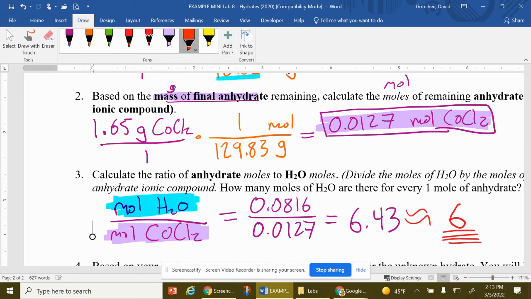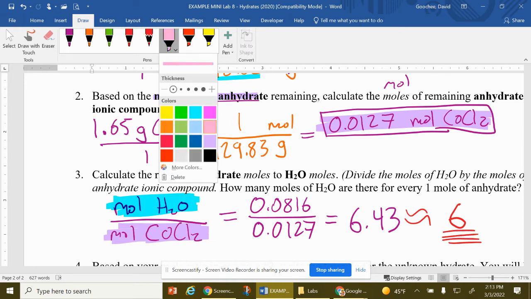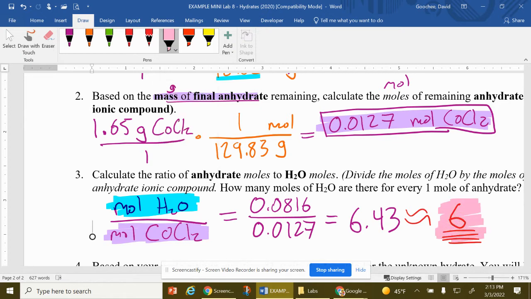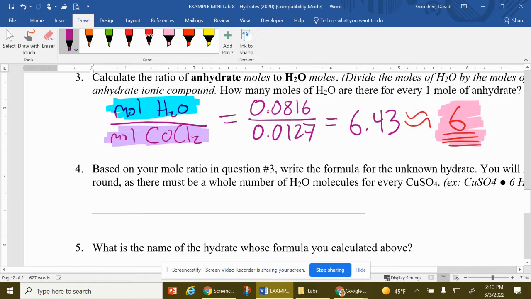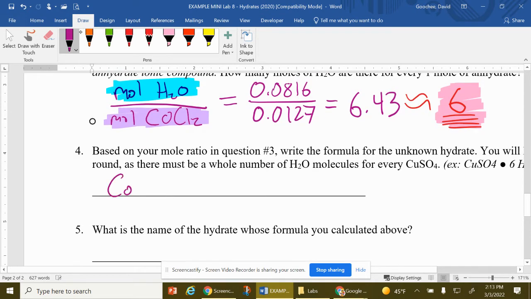Now, what does this 6 represent? Well, I'll tell you what it represents. What this 6 represents is that for every 1 cobalt 2 chloride in this compound, there are 6 H2Os. This is the formula of this hydrate. So the formula is CoCl2 dot 6 H2O. Cobalt 2 chloride, 6 H2O.